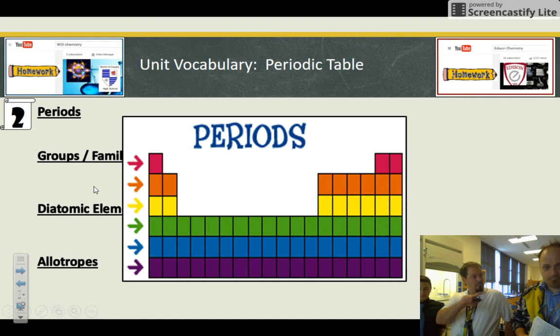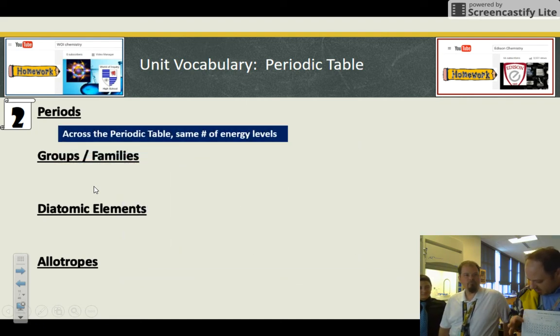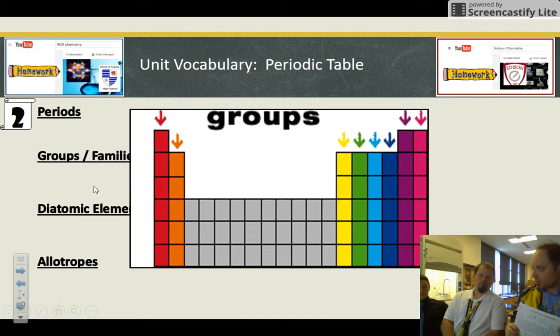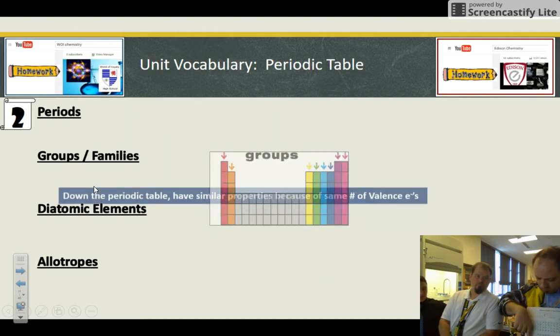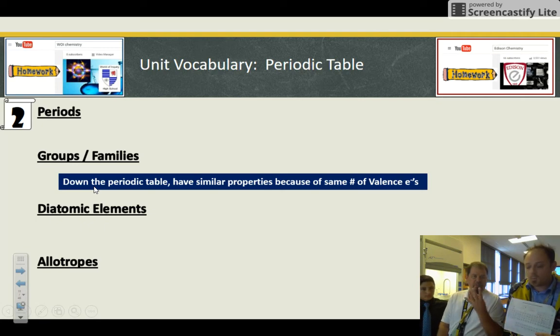Periods. This is going across. There are 7 periods. They're labeled on our reference tables. This is across the reference table, and it is the same as the number of energy levels: one energy level, 2, 3, 4, 5, 6, even 7. If you go up and down, those are your groups and families. They all have the same number of valence electrons in them. Again, these are labeled on our reference table, and this is specifically the 4 families that we named.